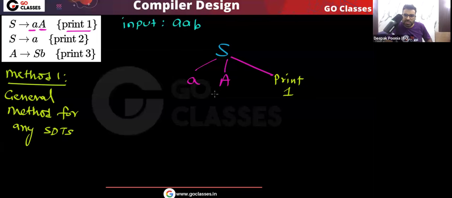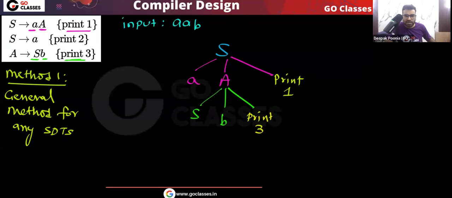Next, you can see that we got our a, and we also want ab. So this a will go to sb, correct? But notice one thing: here, this a will go to sb print 3. Yes or no? Because in this general method we treat this semantic action like a terminal symbol. So we will make a node for this semantic action also. So this a will basically go to sb and print 3.